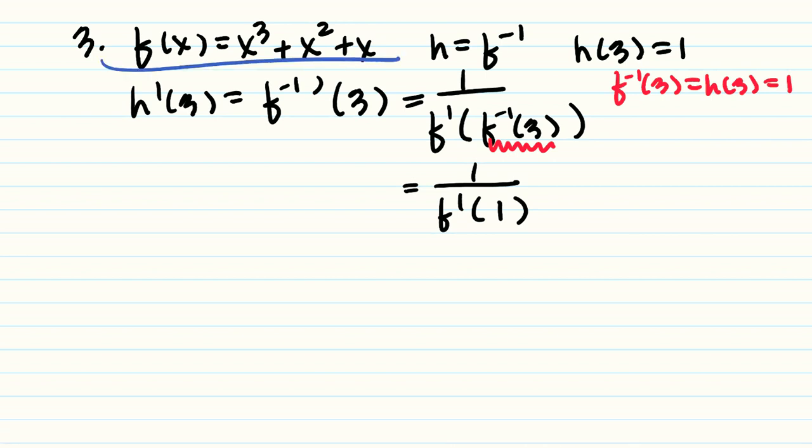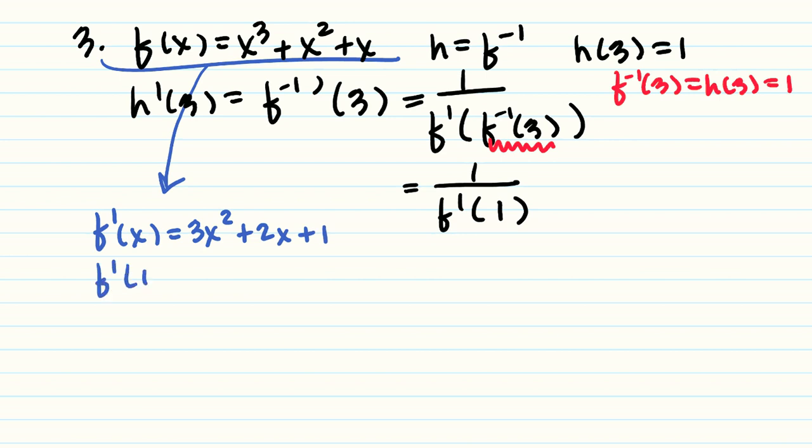I'm just going to go over here to f, drop it down and say, okay, f prime of x is equal to 3x squared, plus 2x, plus 1. Okay. Meaning f prime of 1 is equal to 3 plus 2 plus 1, which is 6. And so I can confidently say that this is 1/6.